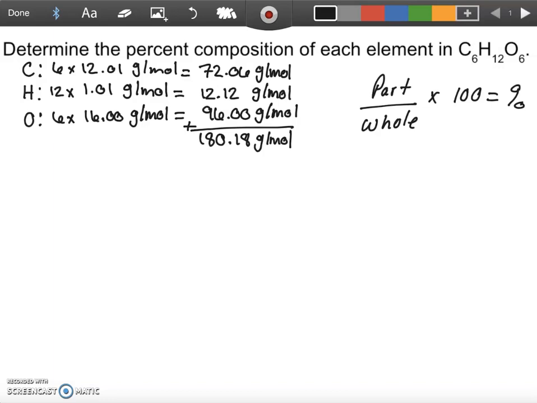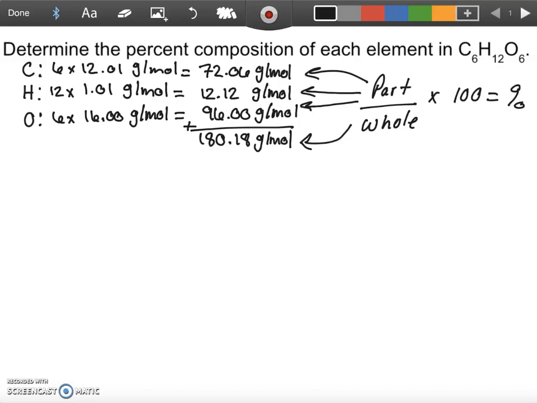In this case, the part is each of the masses contributed by each of the elements, and the whole is the weight of the entire compound, also known as the molar mass. So the first thing we have to do when we calculate the percent composition of a compound is calculate the molar mass, and we have already been calculating the molar mass for a few days now.